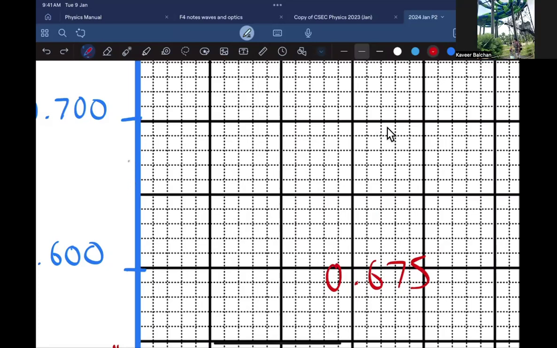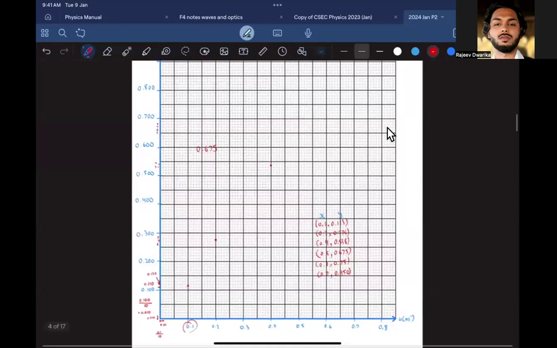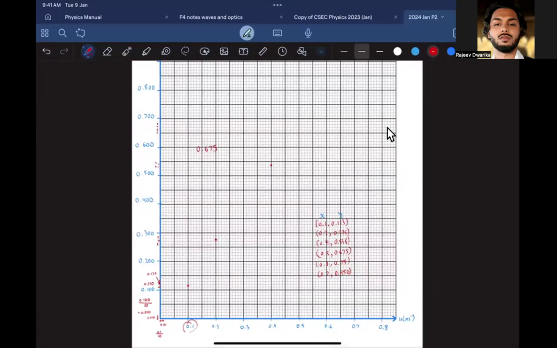Between those two. Wait, so this could be 0.65, this could be 0.66, 0.67, 0.68, right? So where's it going to be in between? 7 and 8, right? I trust that everybody understands the concept now, so I'll just sketch the others fast and we'll draw the line.